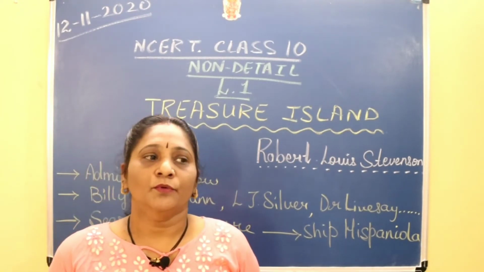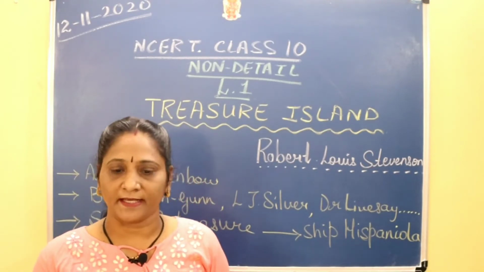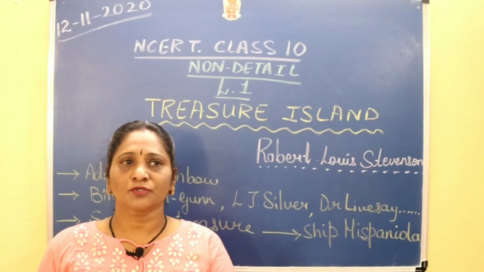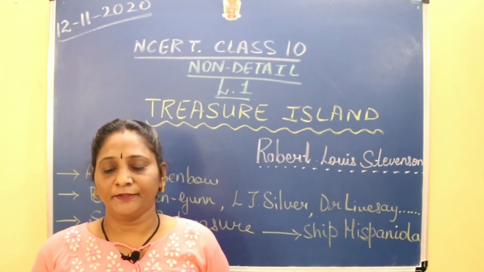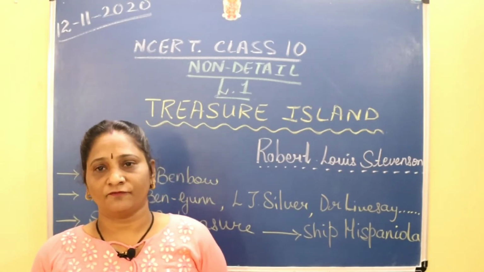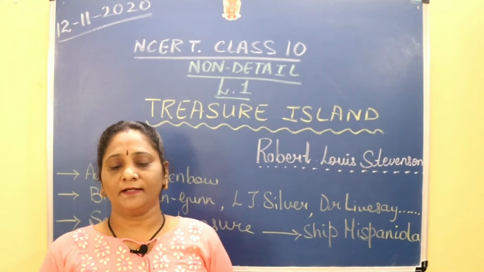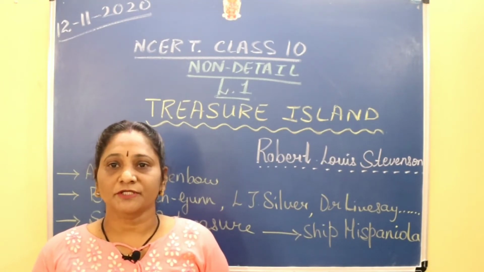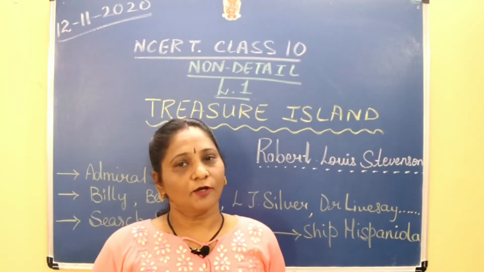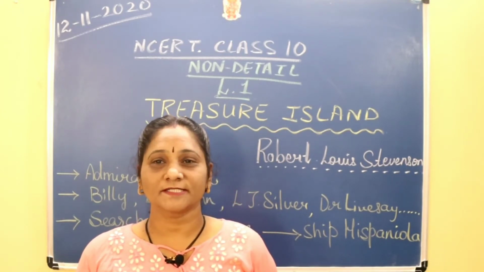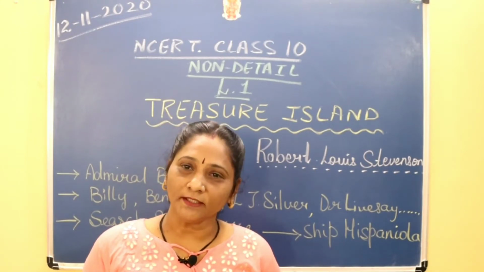So this man, the seaman who came to Admiral Benbow Inn and took a room there, his sole possession was a sea chest. And he took utmost care of that sea chest. So we come to know that there was something important in that. This seaman's name was Billy. He called himself Old Sea Dog. So what was Billy's nickname? Old Sea Dog.